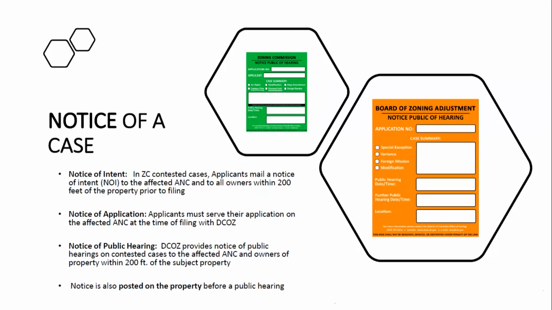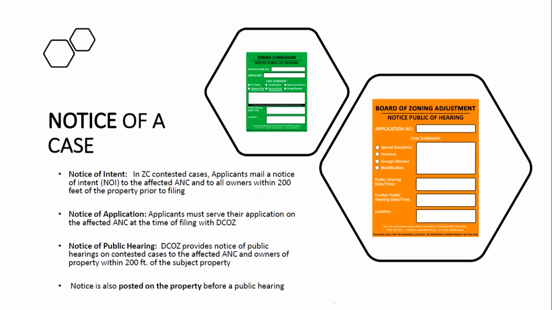And as mentioned previously, ANCs will receive this notice via email. However, property owners within 200 feet will receive a hard copy notice sent via US Postal Service. Office of Zoning also publishes notice of public hearings in the DC Register as well as the calendar on our website, the official OZ calendar. And then notice is also posted on the property before a public hearing. So you may have seen the orange or green signs for projects in your community.